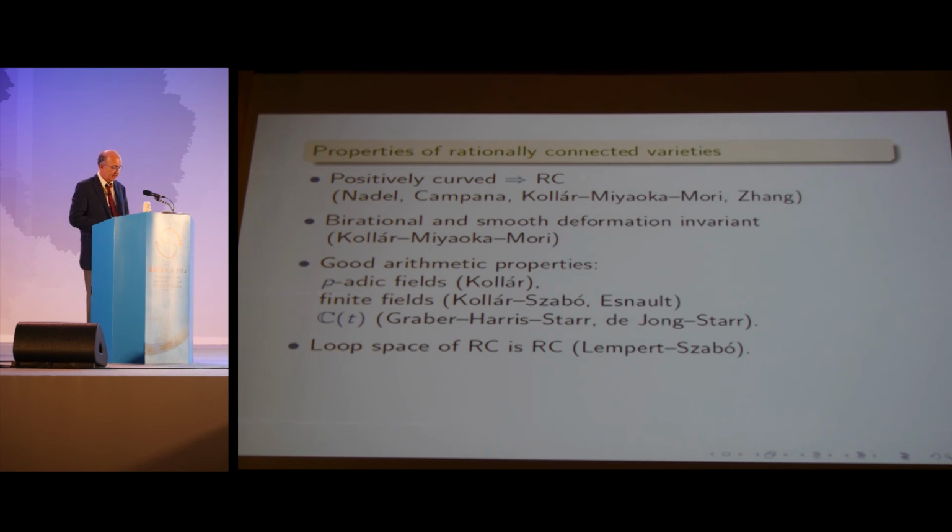Maybe I would like to point out there were also good arithmetic properties. This is especially surprising, for instance, over a finite field, where some important results connect the arithmetic mod p of these varieties to the existence of rational curves in characteristic zero.